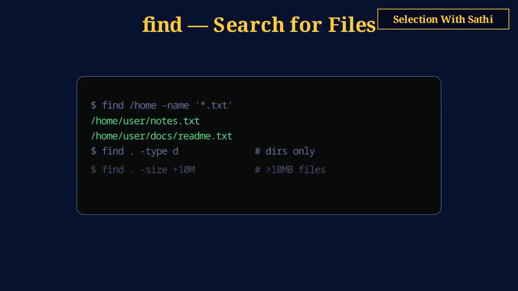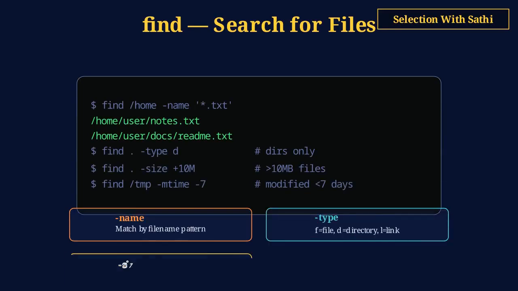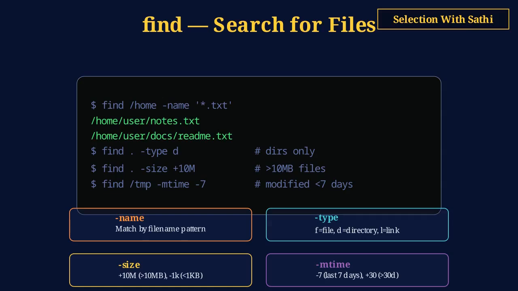Second concept: find. Find searches for files and directories recursively starting from a given path. -name with a pattern matches file names. find . -name "*.py" finds all Python files. -iname does case-insensitive matching. -type f matches only files. -type d matches only directories. -size +1M finds files larger than 1 MB.